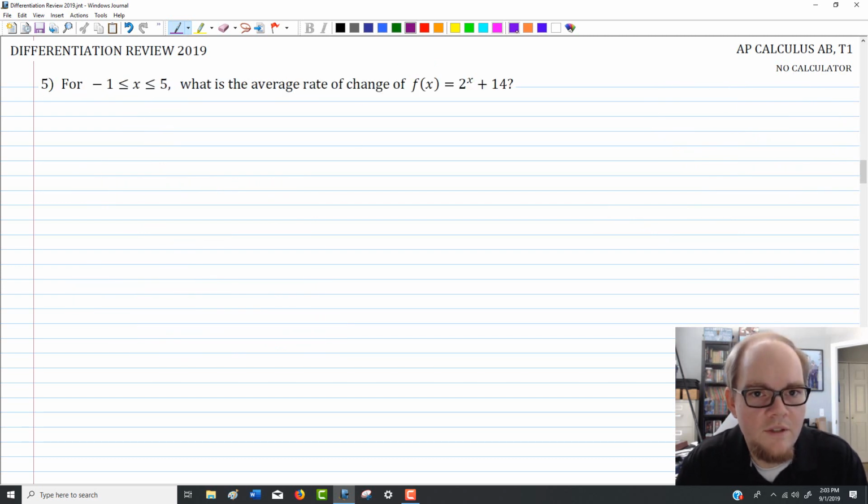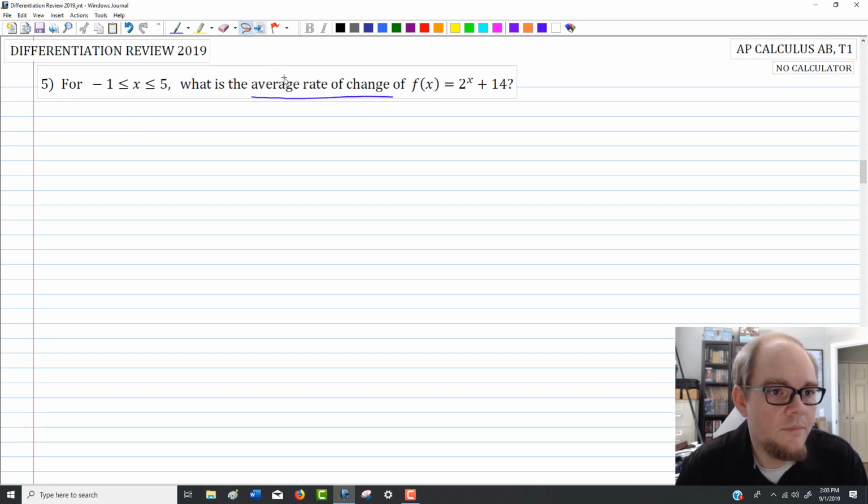Question number 5 brings us to another kind of vocabulary piece. It's something you've done many times before. It says for the interval -1 to 5, inclusive, what is the average rate of change of f of x equals 2 to the x plus 14? So we're using that vocabulary of average rate of change. Now that was probably a new terminology for something you'd used many times before.